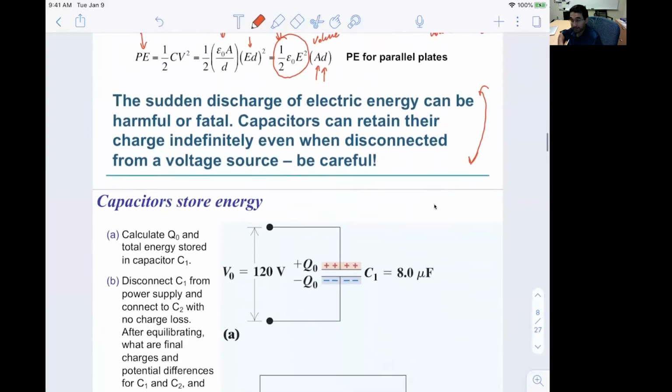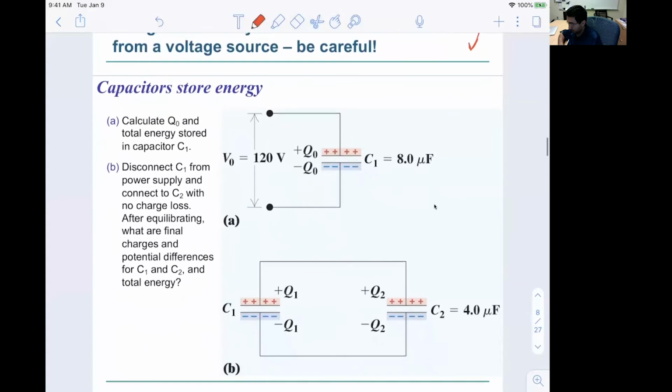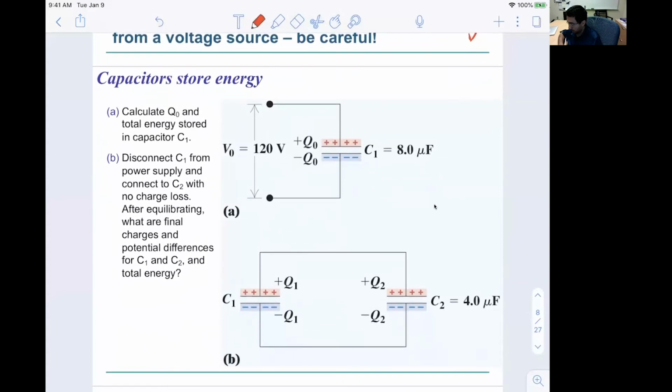Okay, let's do some examples about the energy of the capacitor. Now, in the first one, calculate the Q naught and the total energy. The Q is going to be V times C, 120 volt times 8 microfarad. It's going to be 960 microcoulomb, or 0.96 millicoulomb.